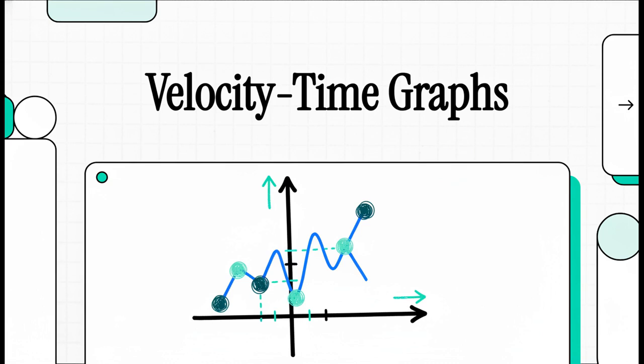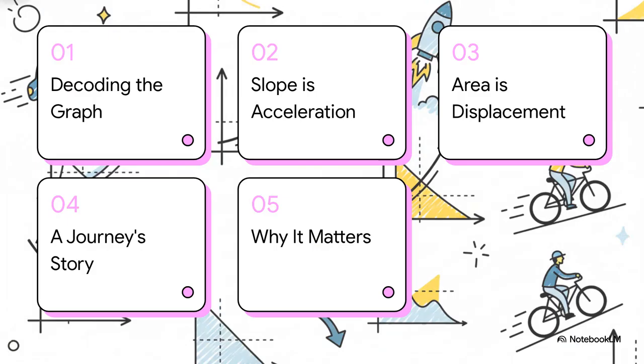Let's jump right in. So here's our game plan. First, we'll get the lay of the land, just decoding the graph itself. Then I'm going to let you in on two really powerful secrets hidden inside these graphs, what the slope of the line means and what the area underneath it tells us. After that, we'll put all our new skills together to read an entire journey from start to finish. And finally, we'll talk about why this is such a crucial tool in the first place.